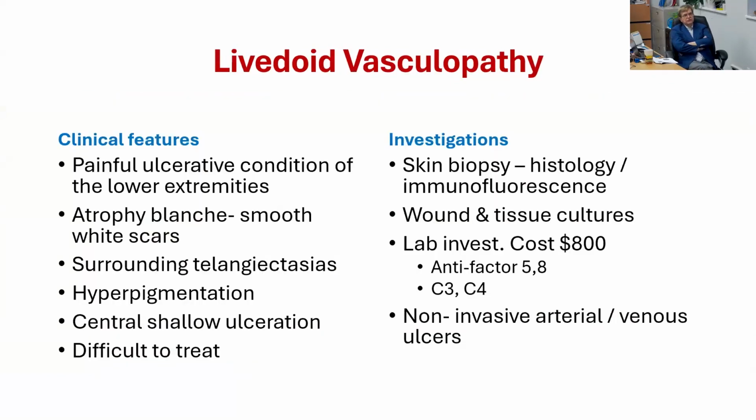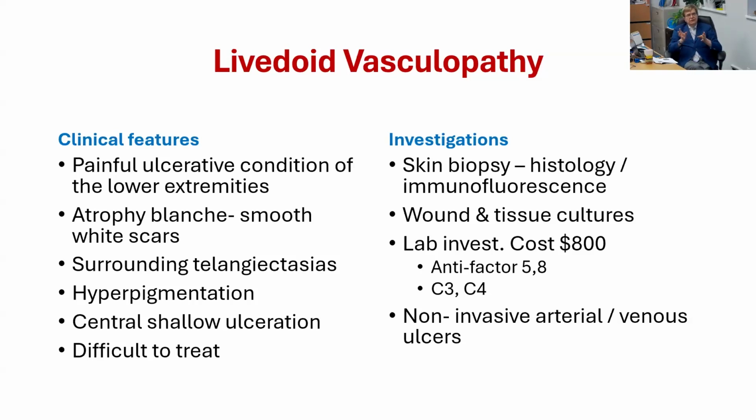Painful ulcerative condition, atrophie blanche, smooth white scars. So that's complete atrophy. You've lost your blood vessels, you've lost your sweat glands, you've lost your rete ridges, etc. Surrounding telangiectasias, those are thread-like red blood vessels. Hyperpigmentation, central shallow ulcer, but they're difficult to treat because they're really painful.